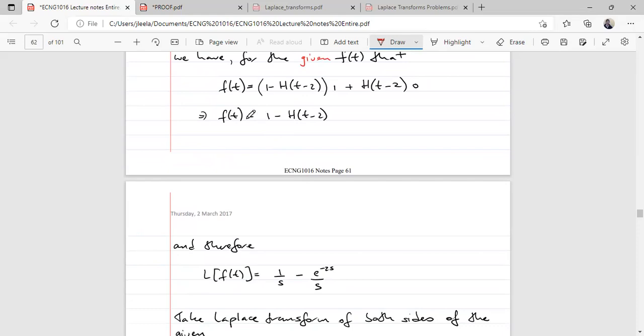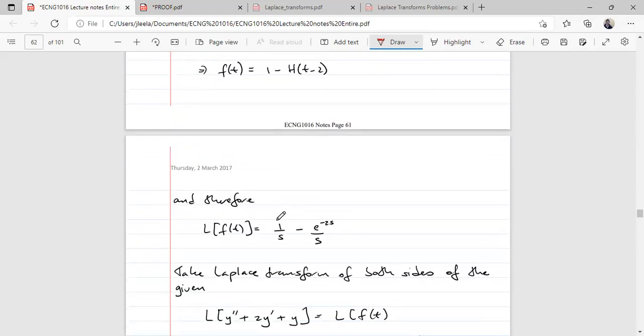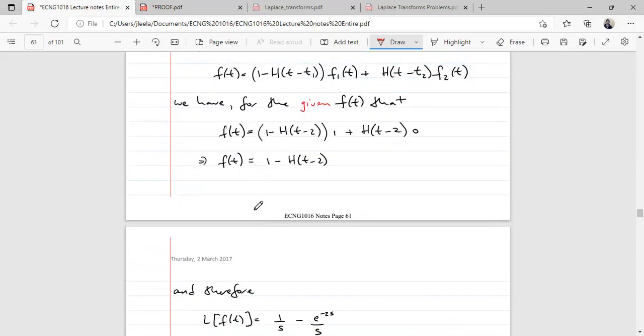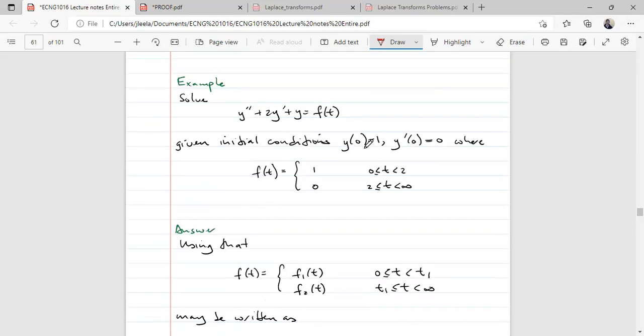So you take your Laplace of 1 and your Laplace of h(t minus 2). Your Laplace of 1 is 1 over s, and your Laplace of h(t minus 2) is e to the minus 2s over s. That is the right hand side. Now we're dealing with the left hand side.